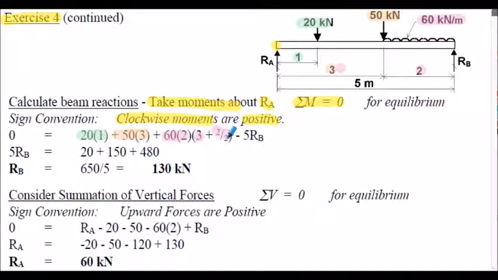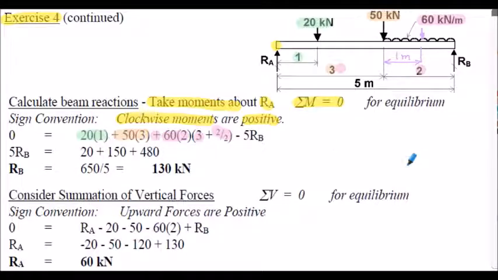In other words, a half of the 2 here, so that's 1 meter. Remember, when we have a UDL, we work out the total force from the UDL, which is the 60 times 2 meters, and we assume that to act halfway along that UDL span. So that's 1 meter, that's the 1 meter here. Again, that's going in a clockwise direction about RA, so that's positive.